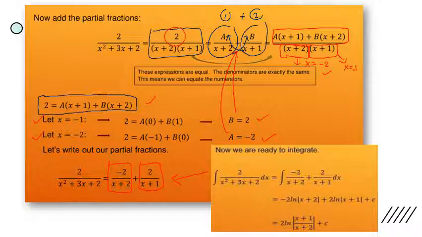So this one we use the u substitution, then it equals negative 2 ln x plus 2, plus integrate this one, also using the u substitution, 2 ln x plus 1, then plus c. So for the last answer we simplify this ln function.